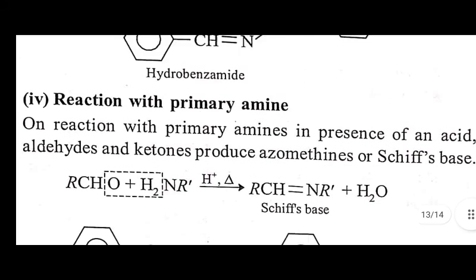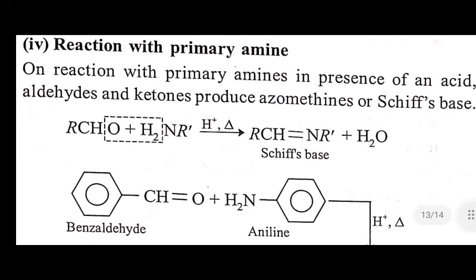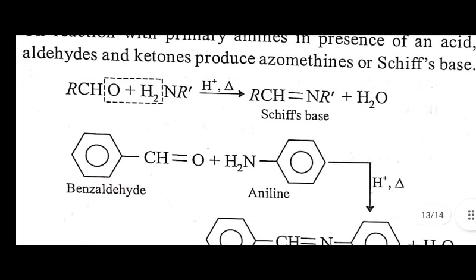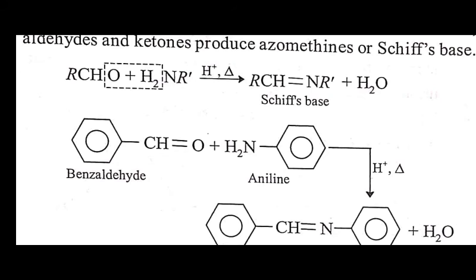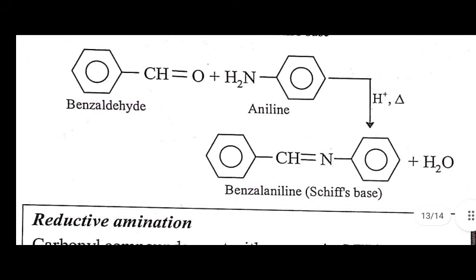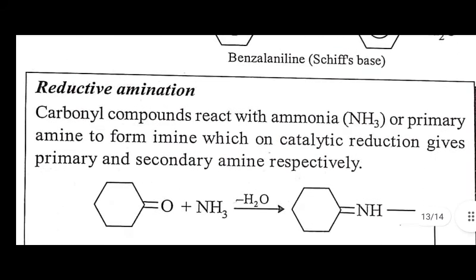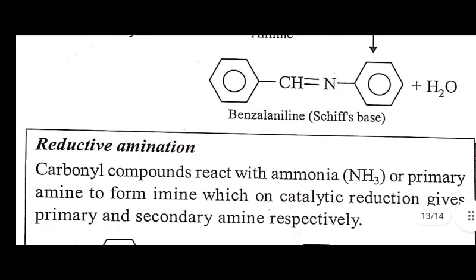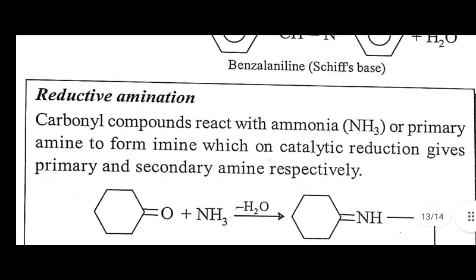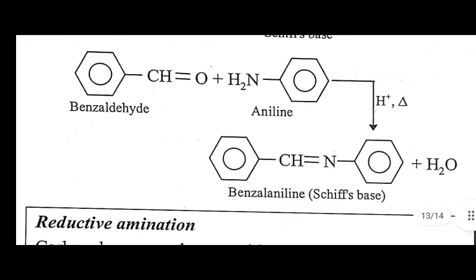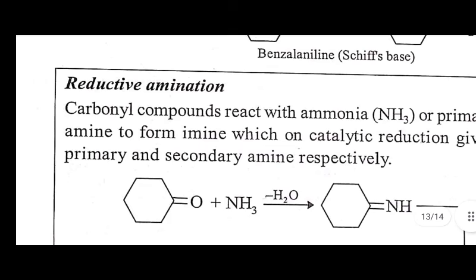And then reaction with primary amine. Primary amines also form Schiff's base. It is similar to imine, formed by condensation with removal of water. They are also called azomethines. Benzaldehyde will also give a similar kind of reaction, called Schiff's base. This Schiff's base is different from Schiff's reagent. This is benzylaniline, because the starting material was aniline with benzaldehyde. The names of both were combined.